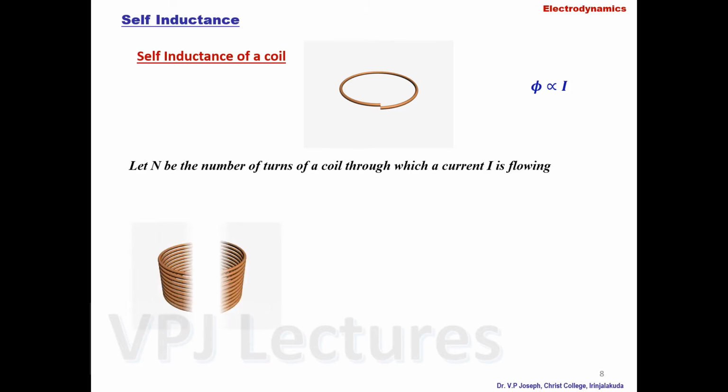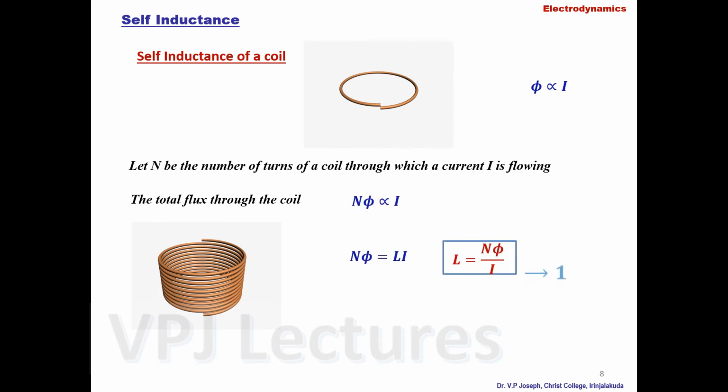For this coil, we can see that the flux passing through is given by phi proportional to I. That is, as the current I increases, the flux associated with that coil also increases. So phi is proportional to I. Now that is for a single turn.